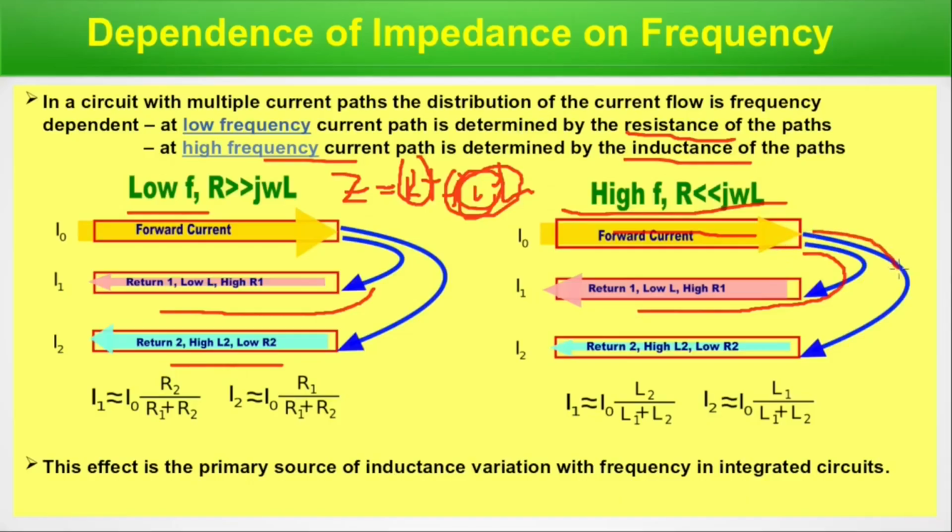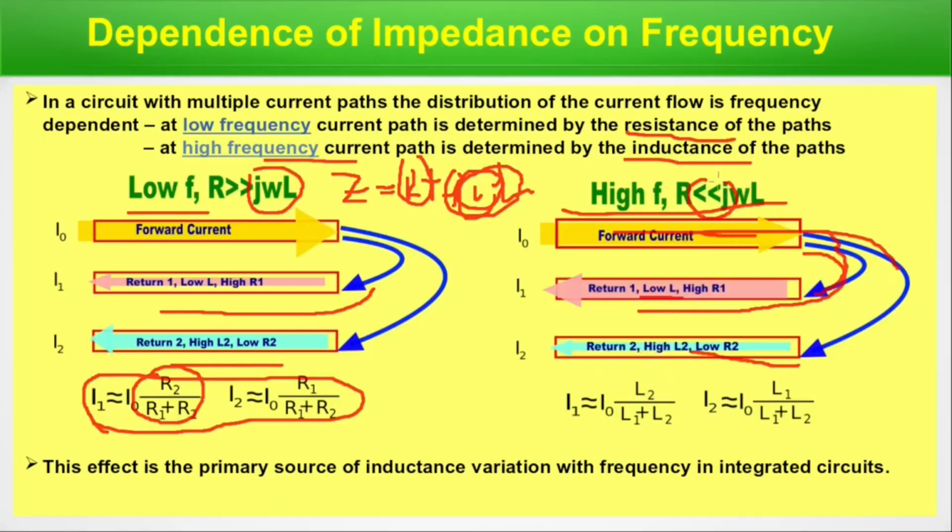For high frequency, R is much less than J omega L. So for return current, most of the current returns through a low inductive path, and a smaller part of the current returns through the low resistance, high inductive path. And these are the current distribution equations. At low frequency, the equation is governed by R because this portion is negligible, and at high frequency, the equation is governed by the L value because this portion is considerable and this is negligible. So this effect is the primary source of inductance variation with frequency in integrated circuits.